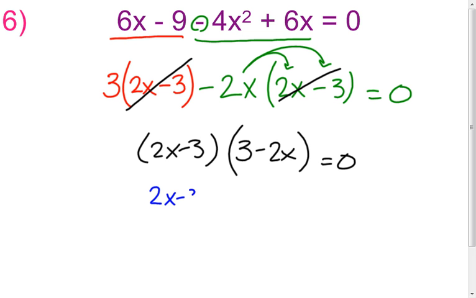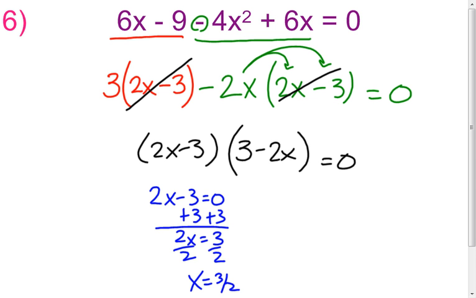So 2x minus 3 equals 0. I'll go ahead and solve that by adding 3, and then divide by 2, of course. And x will be 3 halves. On the other one, I will subtract 3.